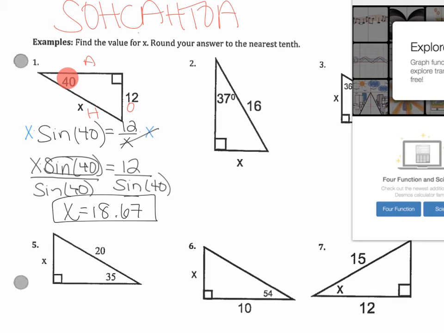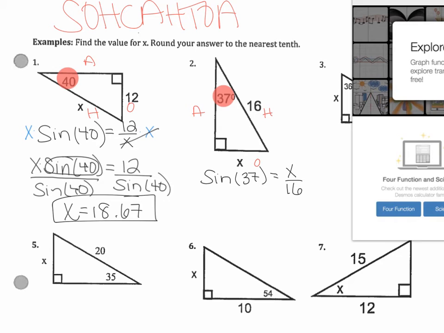So let's do the next one. I can't do Pythagorean theorem because I don't have two sides. I can't do special right triangles because it's not a special right triangle, so I have to do trig. So highlight my reference angle, label O, A, H. Notice I am given a value for O, which is x, and a value for H, which is 16. So what trig function uses O and H? Well, that's sine. So now I'm going to set up my equation. Sine of my reference angle, 37, equals opposite over hypotenuse.